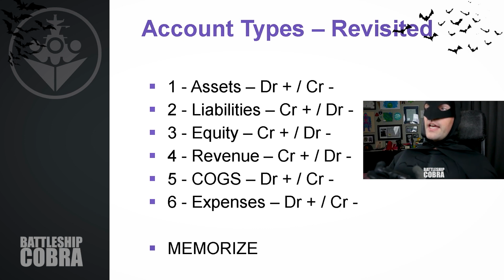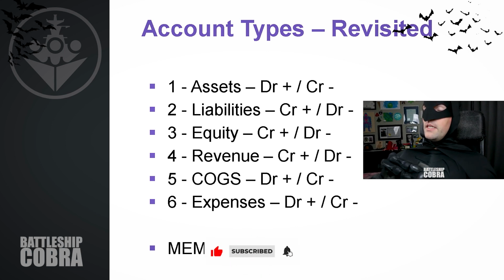So what exactly is an asset? Again, an asset is something that you own. So you have a bank account, inventory, equipment, vehicles, computer equipment, stuff that you own. The assets are, if you debit them, they go up. So if you're debiting a cash account, it's going up.